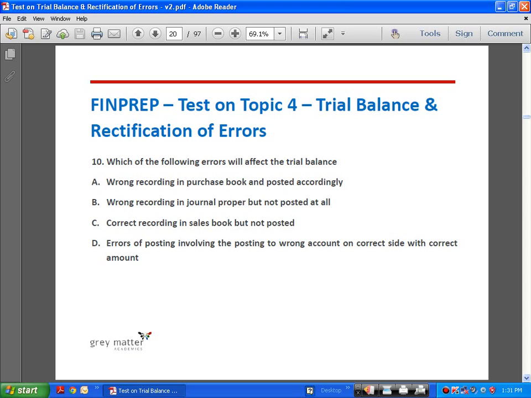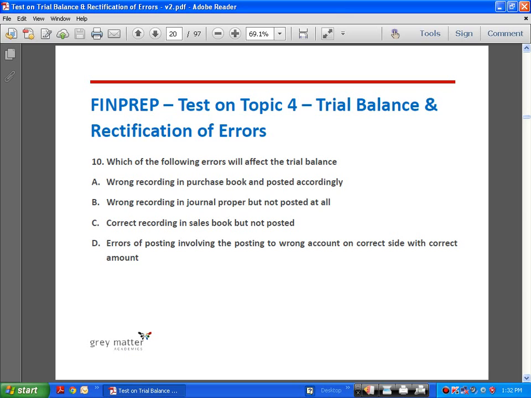Question number 10. Which of the following errors will affect the trial balance? Wrong recording in purchase book and posted accordingly. Wrong recording in journal proper but not posted at all. Correct recording in sales book but not posted. Okay, then errors of posting involving the posting to wrong account on correct side with correct amount. Okay, so the question is, what are the errors that will affect the trial balance? That is, errors which will lead to a difference in the trial balance.